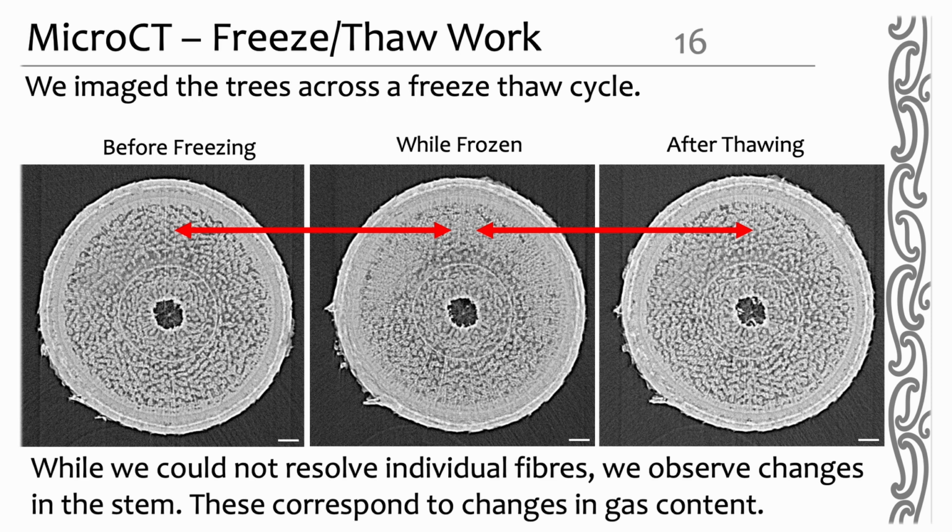Now, because the contrast in these images is again based on density differences, we believe these changes correspond to a decrease and then an increase in fiber gas content, with water freezing in the fibers resulting in an increase in the overall density of that region. So while we can't resolve the individual fibers, the evidence that we've obtained here, which was consistent across multiple saplings, appears to be consistent with the hypothesized mechanism for pressure development in sugar maple.